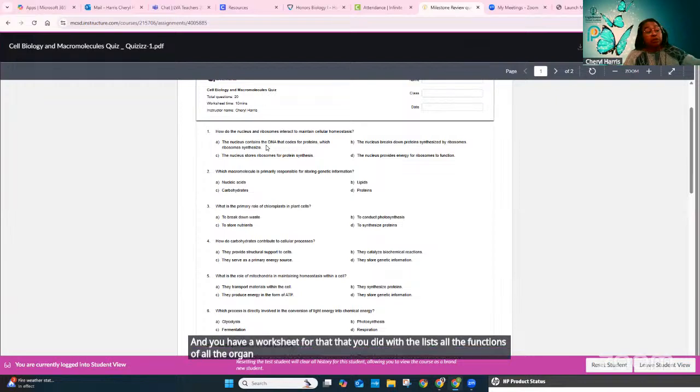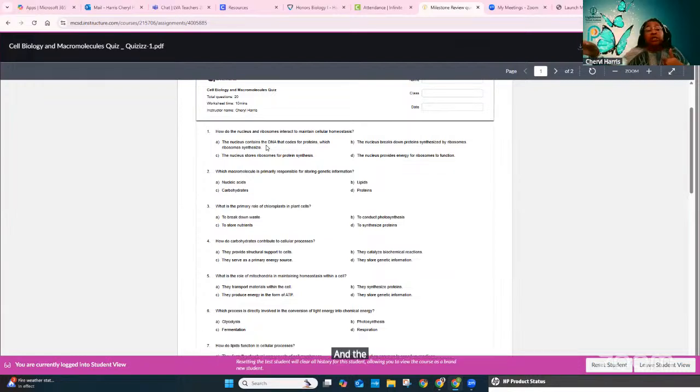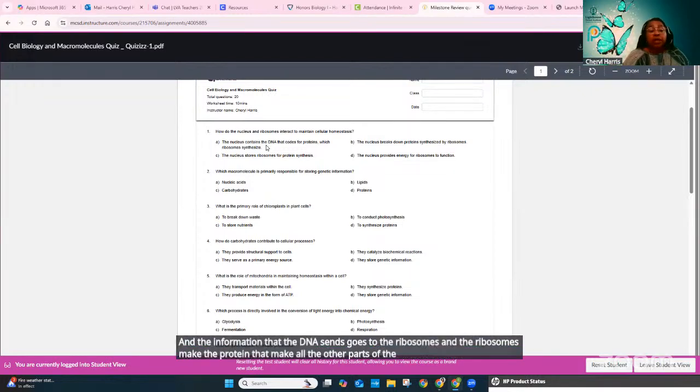So we need to know what the nucleus does. The nucleus is in the center of the cell. It's like the brains of the cell. It tells the cell what to do. And it does that by sending information, our DNA, and the information that the DNA sends goes to the ribosomes, and the ribosomes make the protein that make all the other parts of the cell and the body. Okay, so that's number one.